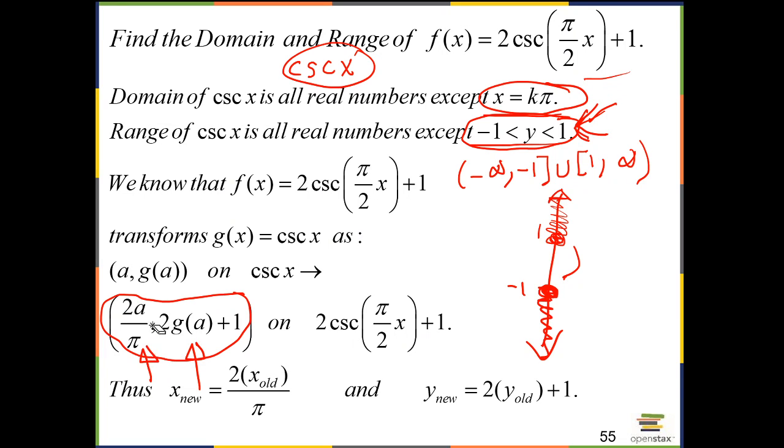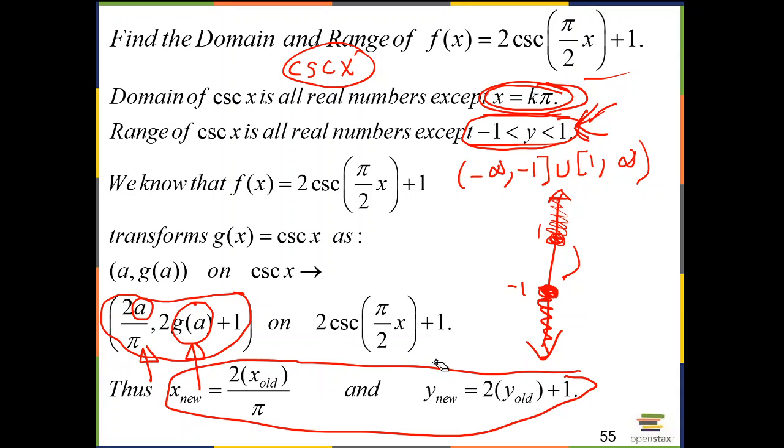So we're going to take the old x values, which are the restrictions, and then apply this to them. The new x is going to be 2 times the old x divided by pi, and the new y is going to be 2 times the old y plus 1. We're going to take these instructions to transform these two restrictions. In a second we want to do it.